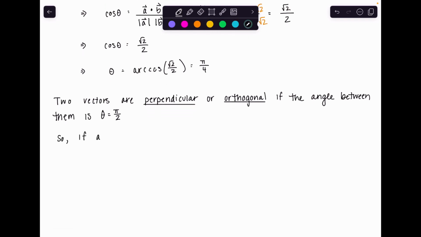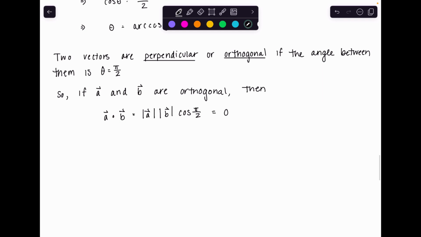is if A and B are orthogonal, then based on our formula, A dot B is the length of A times the length of B times cosine of the angle between them, but that's pi over 2. And cosine of pi over 2 is 0, so immediately you get 0. So if the two vectors are orthogonal, their dot product is going to equal 0. And then really, this is enough criteria for us.